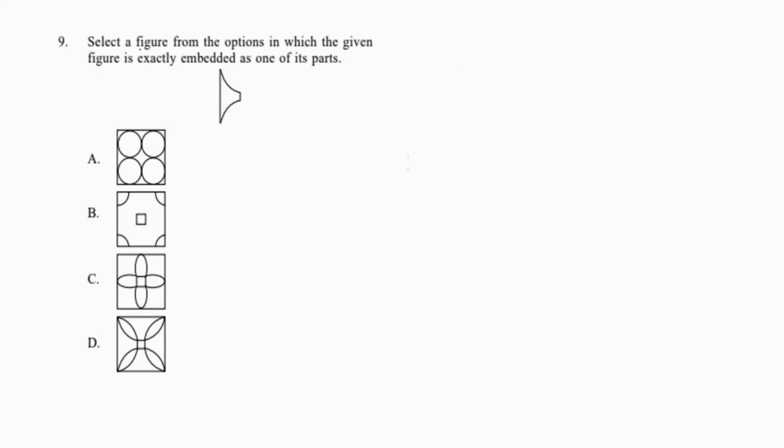Next, question number 9. Select a figure from the options in which the figure is exactly embedded as one of its parts. Option A, B is clearly eliminated. C is also clearly eliminated. We do not have this required figure as a part embedded. So option D is the answer. If we observe, it's over here.